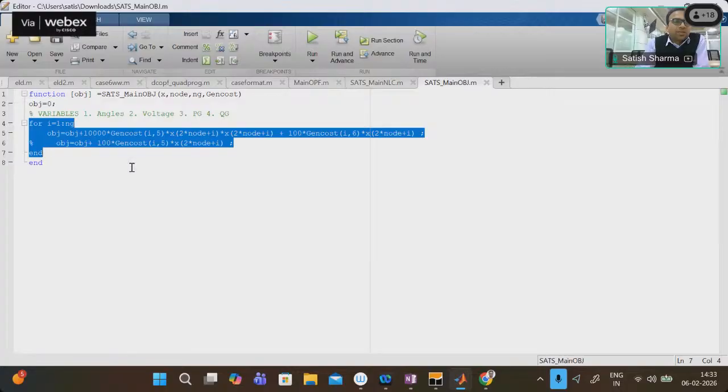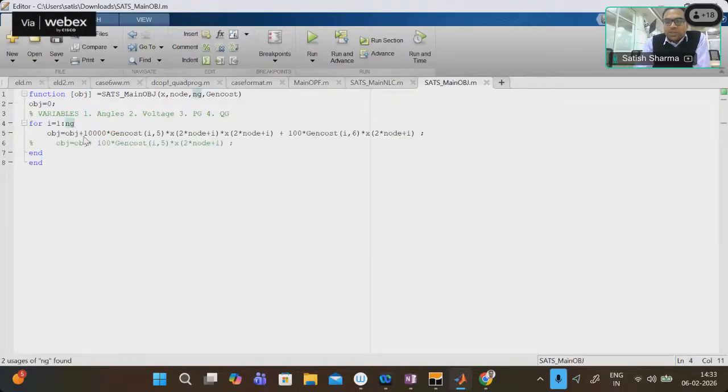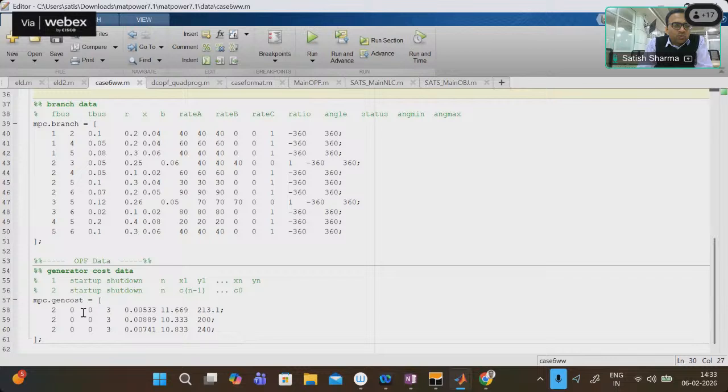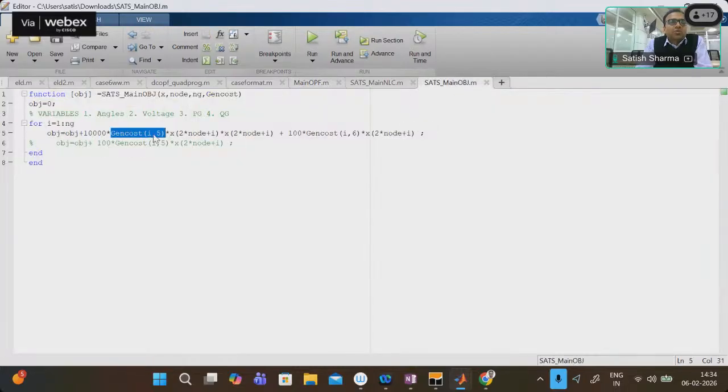We have defined it here as well, for i equals 1 to the number of generators. For all the generators, we are adding these objectives to the zero value. The objective is a p square plus b p. You can see this is nothing but the base value. The base value was 100, so base square is basically 10,000, so I have placed it here. This 10,000 is the base square into a. For any ith generator, a is available at the fifth location. If you see the gen cost data, it is 1, 2, 3, 4, and the fifth location provides me a, then b, and then c. So I have defined it here in the objective function as 10,000 into the ith fifth column, which gives me the a into p square.